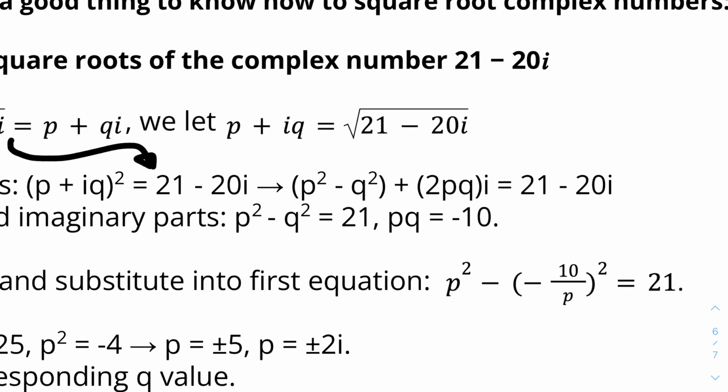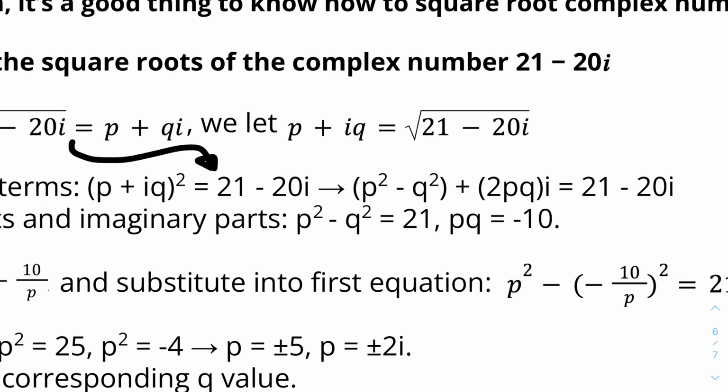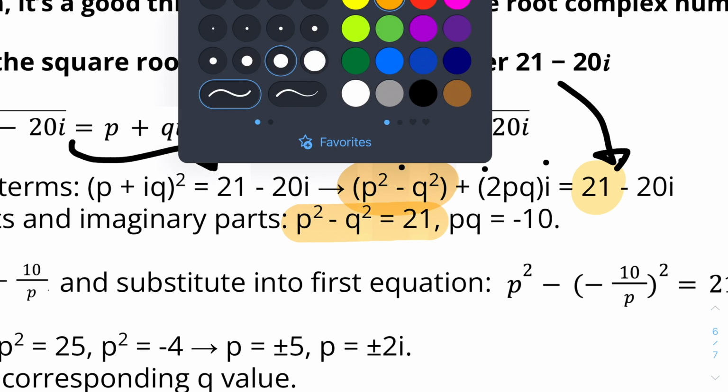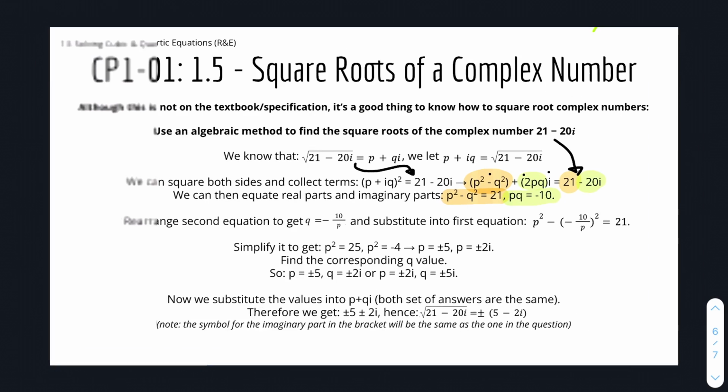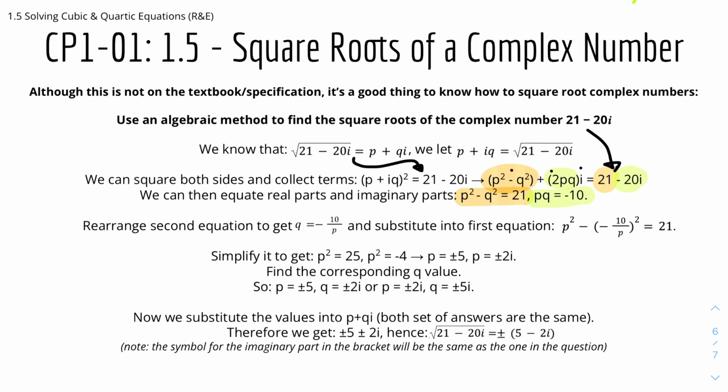And we can expand this and collect terms, and it will be p squared minus q squared for the real part, plus 2pq times i, equals the original expression, 21 minus 20i. Therefore, we can group real parts and imaginary parts. So we know that p squared minus q squared equals 21, and we know that 2pq equals minus 20. That means pq equals minus 10, because I divided both sides by 2. So therefore, we can solve for p and q.